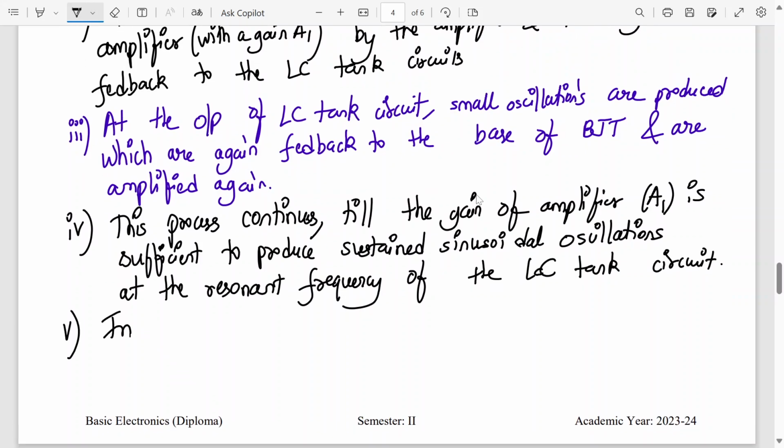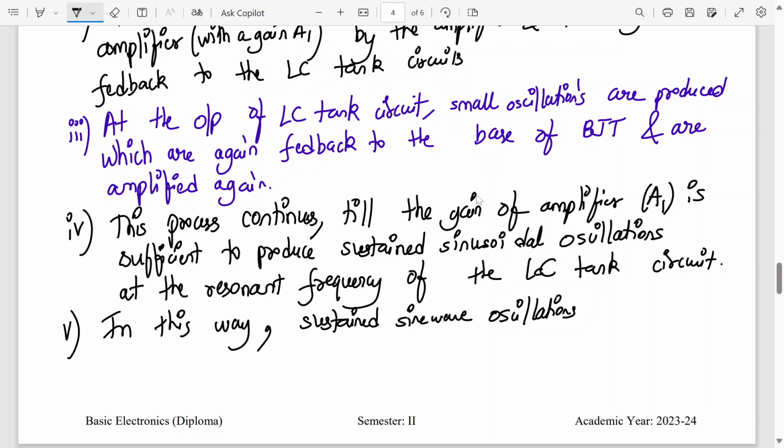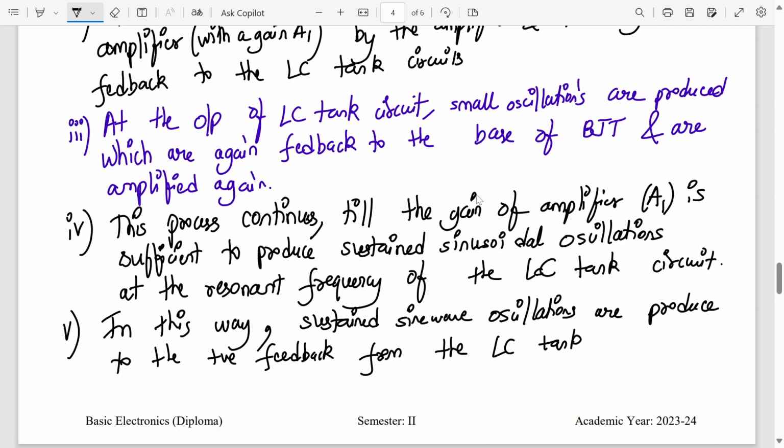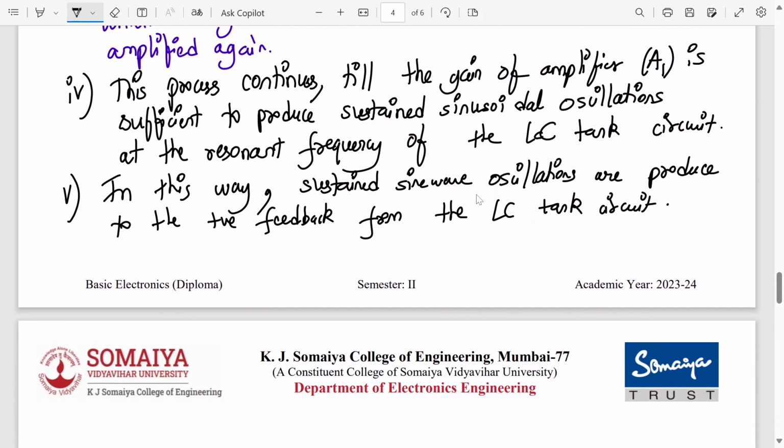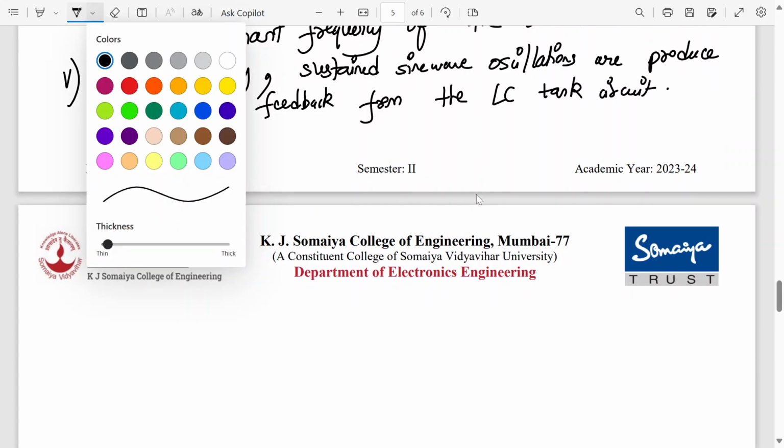So in this way, sustained sine wave oscillations are produced due to positive feedback from the LC tank circuit, which is the feedback element. Okay, right? Write the last point.